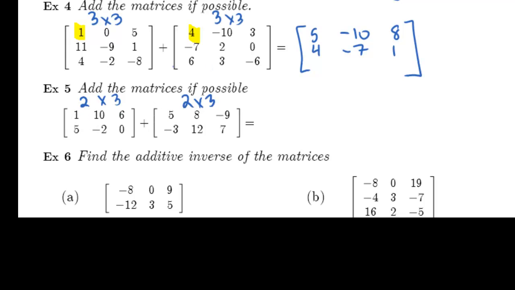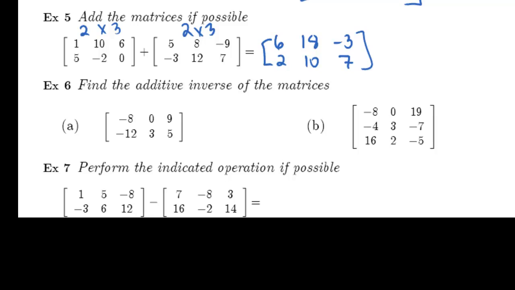So we have 1 plus 5 is 6. 10 plus 8 is 18. 6 plus negative 9 is negative 3. 5 plus negative 3 is 2. Negative 2 plus 12 is 10. And 0 plus 7 is 7. So that is how we go through and add our matrices when they are compatible. The next video is going to look at additive inverses and subtraction of matrices.